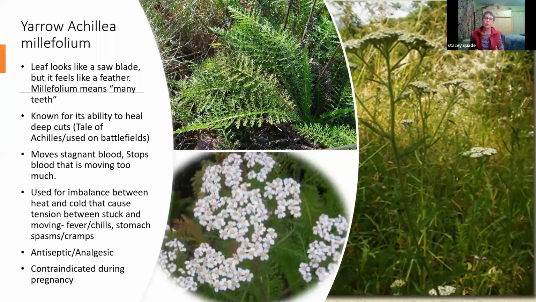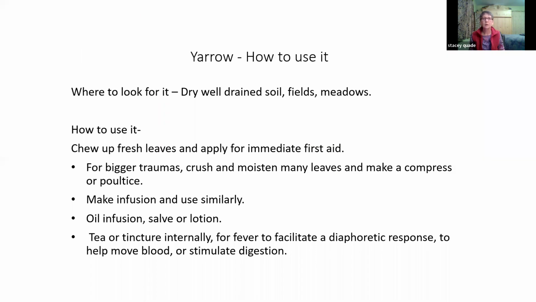tract. So when things are stuck between cold and hot, or stuck and moving, fever and chills, cramping, that sort of thing, yarrow is often used as a tea to help with stimulating, smoothing that out, and getting the system back online. Gives it a nudge. So we look for it.